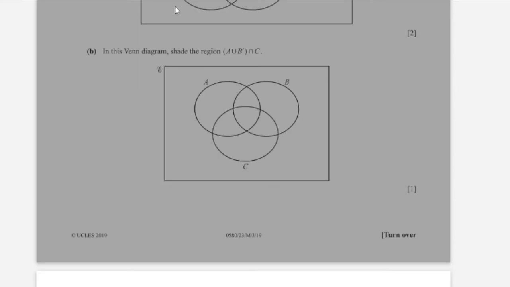B. In this Venn diagram, shade the region A union B complement intersection with C. Alright, so A union with B. Let's assume this had been A union B. So we would have shaded all of the area, all of the circles of A and B except for the part of C. But since we have intersection with C, we're supposed to also shade the part which intersects with C. But in the question, we have B complement. So we're supposed to exclude this part and only shade the area of A which is intersecting with C. So we also shade the rest of the C.